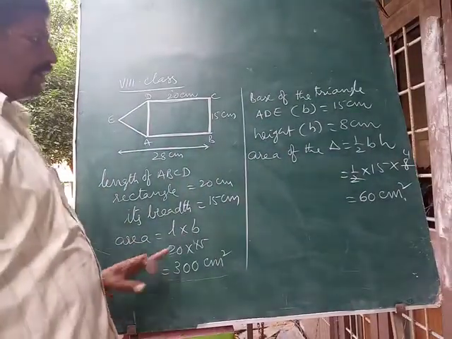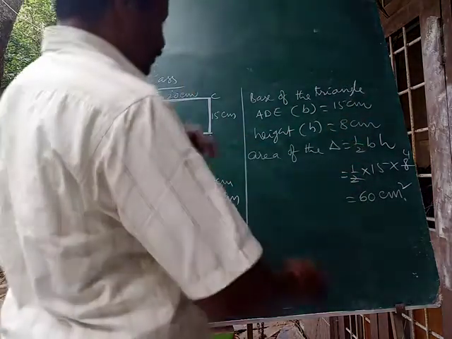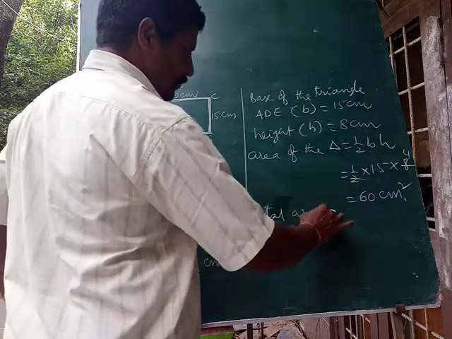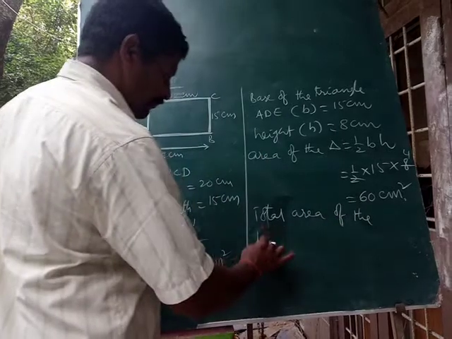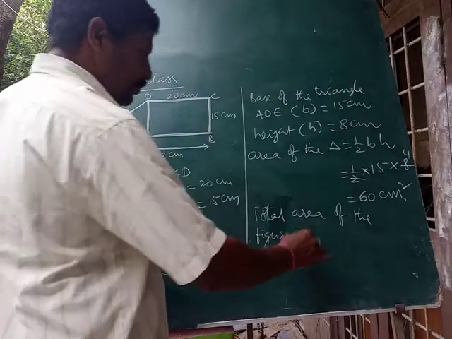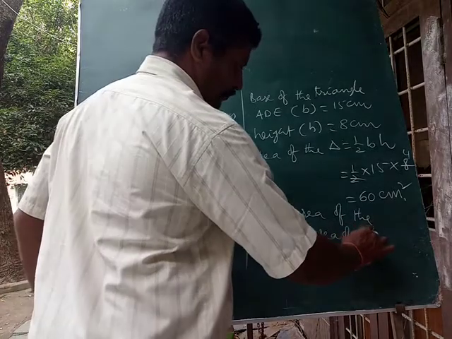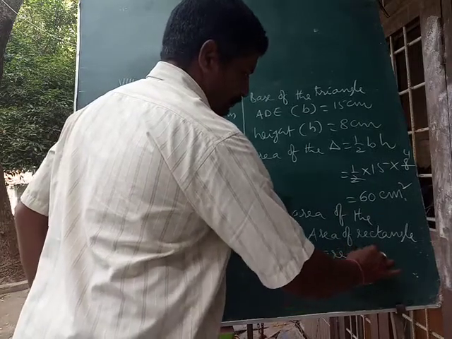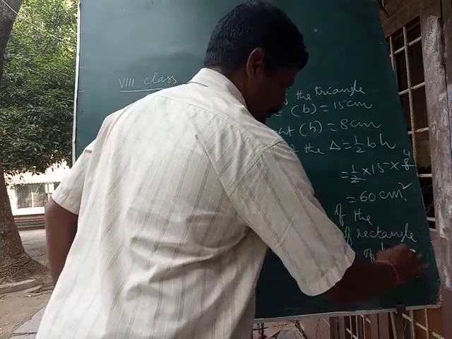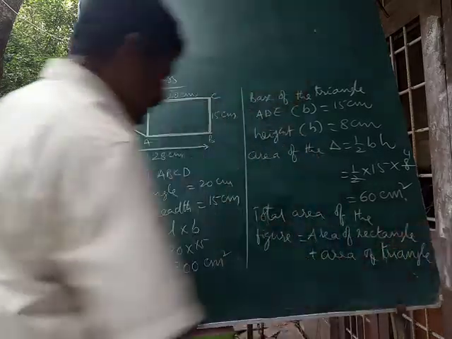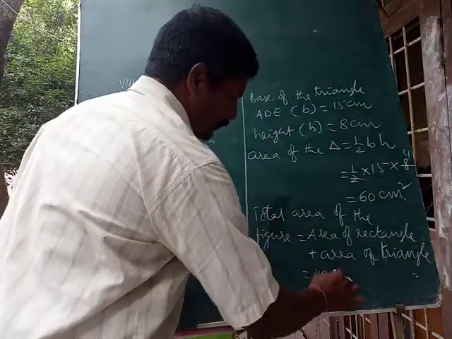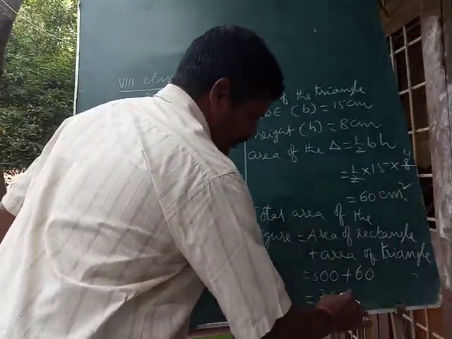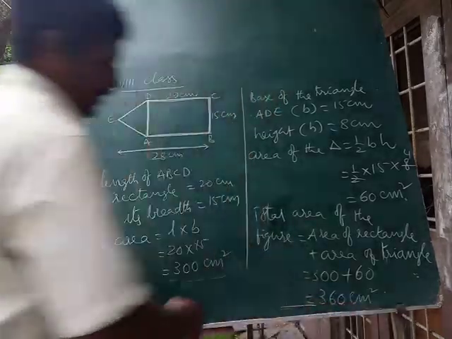This is the area of the rectangle. This is the area of the triangle. Total area of the figure is equal to area of rectangle plus area of triangle. What is the area of the rectangle? 300 square centimeters plus area of the triangle is 60 square centimeters. Total 360 square centimeters. Okay, right.